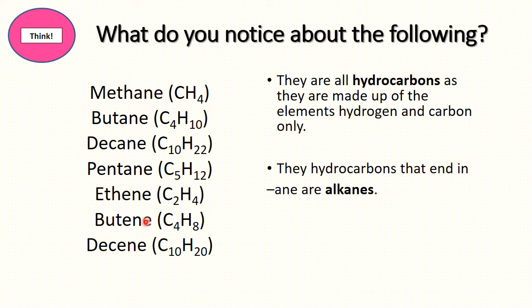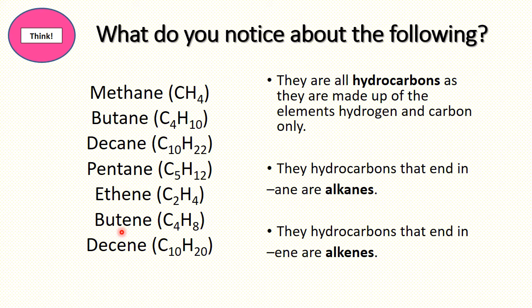What you might also notice is that there are 4 in the list, the top 4, which have the ending ANE. And we call those type of hydrocarbons, they're a family, they're a group together, the alkanes. Down at the bottom here, you can see that there's a different ending, so they end in ENE, and so they belong to a different family, and they are called the alkenes. So all of these substances are hydrocarbons.